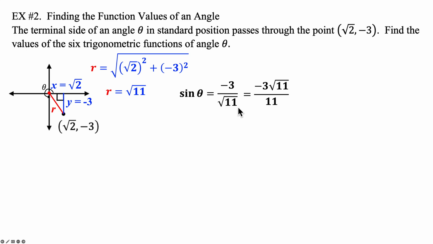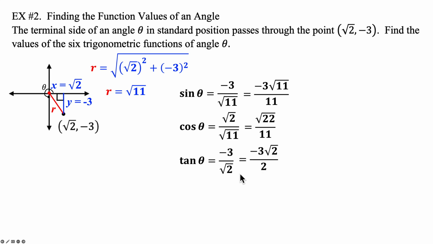Traditionally, we want to have this in a simplified radical form, so we don't want the square root on the bottom. Multiply the top and bottom by the square root of 11. There's my answer. Cosine of theta would be the square root of 2 over the square root of 11. Multiplying the square root of 11, top and bottom, gives me the square root of 22 over 11. Tangent is y over x, so negative 3 over the square root of 2. Again, rationalize the denominator, negative 3 square root of 2 over 2.